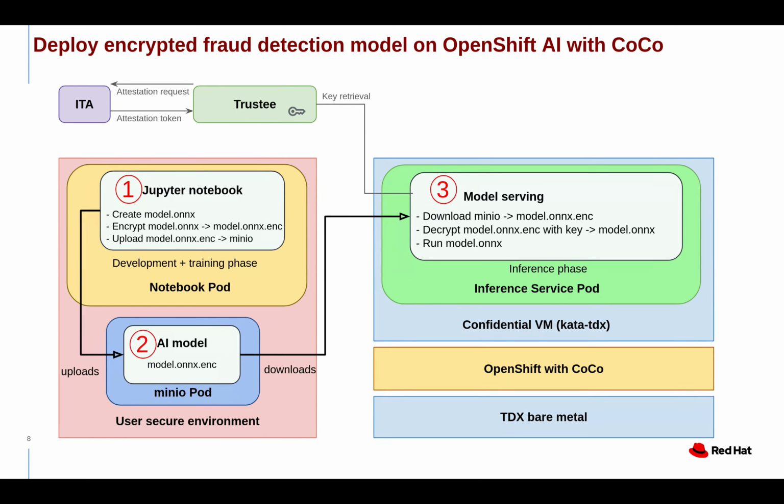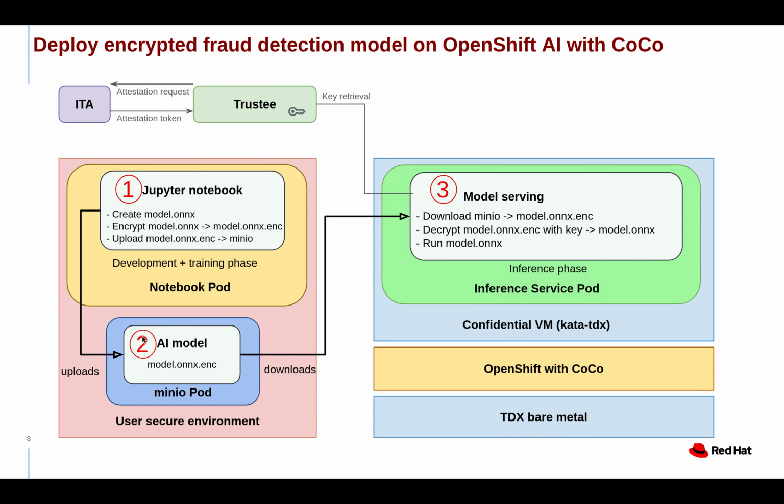This picture shows how we deploy the fraud detection AI model on OpenShift AI with CoCo. There are generally three phases. The first phase is we develop and train the AI model in the Jupyter notebook. There are several sub-steps: create the AI model and encrypt the AI model. After the AI model is encrypted, let's go to the second phase.